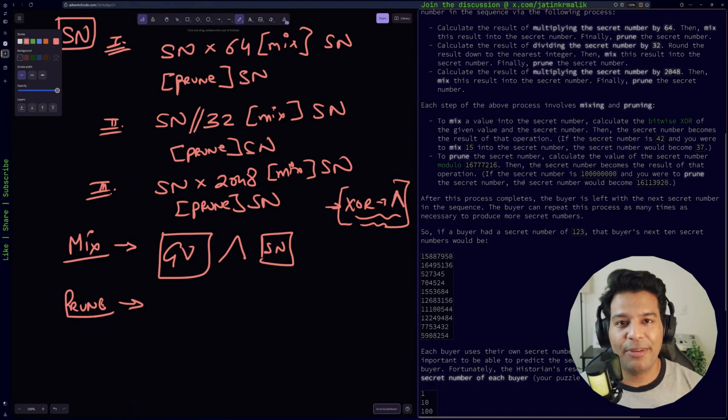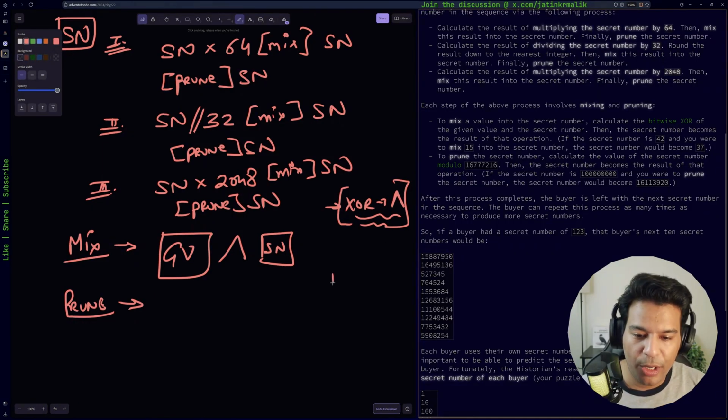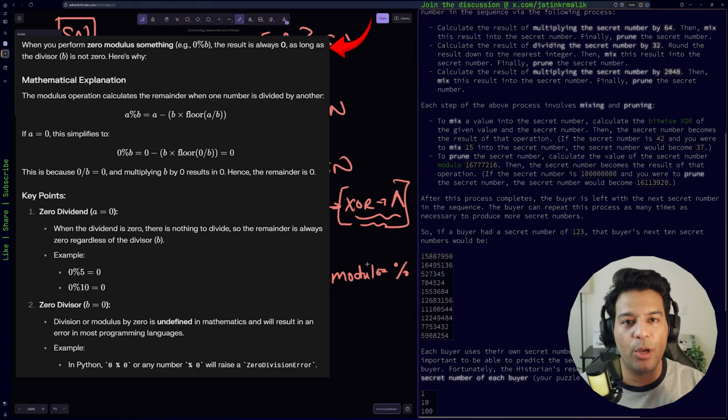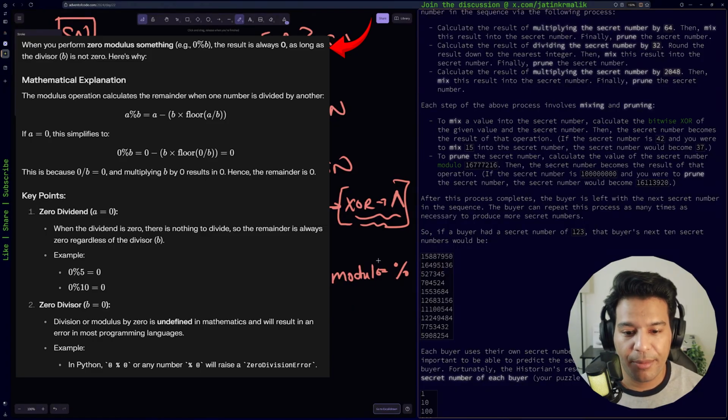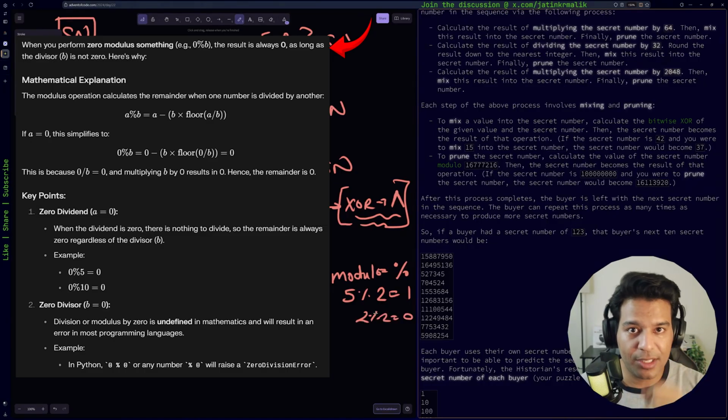And I also, in the last video, a couple of videos back, explained what modulo means. Modulo is often denoted by the percentage sign. If you do x modulo y, it gives you the remainder of that division. For example, 5 modulo 2 is 1, because 2 into 2 is 4 and your remainder is 1. Similarly, 2 mod 2 is 0, because it is perfectly divisible.